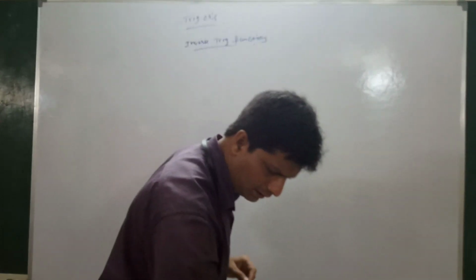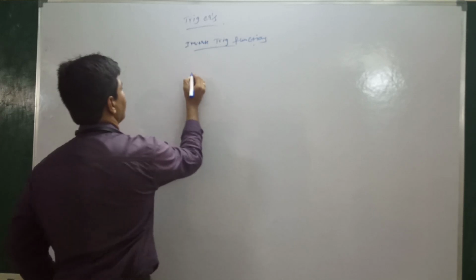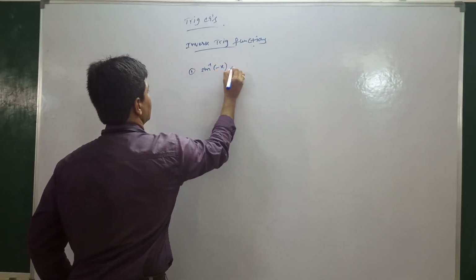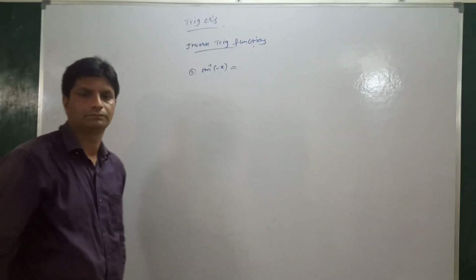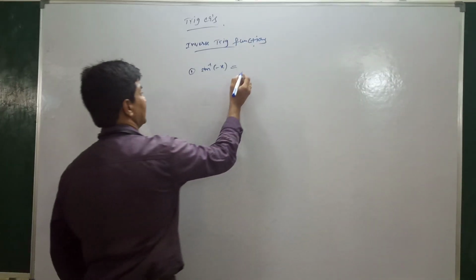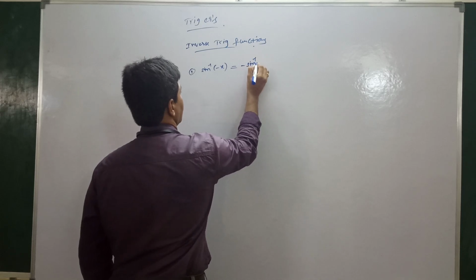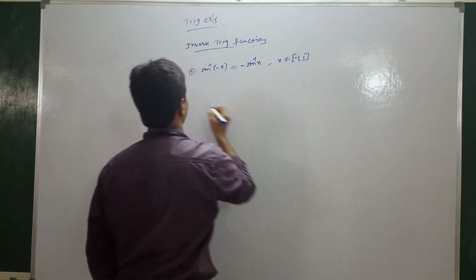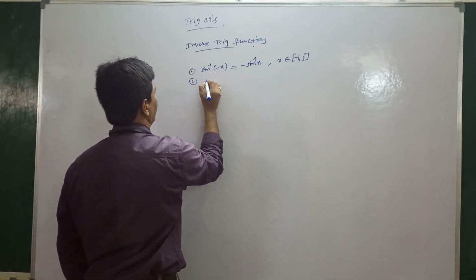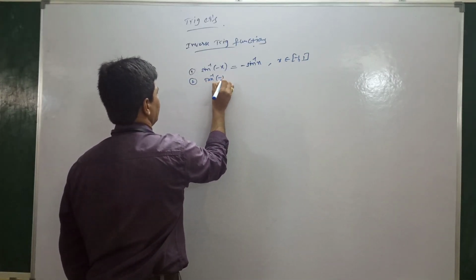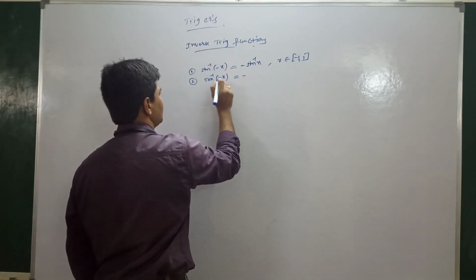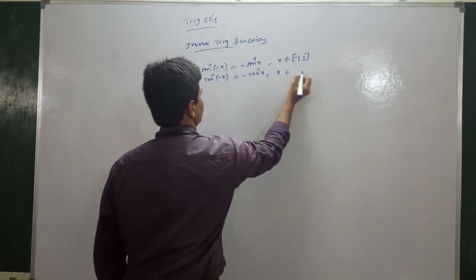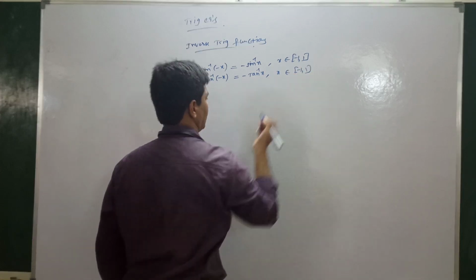So we have some formulas here. Number 1: what is sin inverse of minus x? Sin inverse of minus x is clearly minus sin inverse x, where x belongs to the closed interval [-1, 1]. Number 2: what is tan inverse of minus x? For this also you will get minus outside, where x belongs to the closed interval [-1, 1].